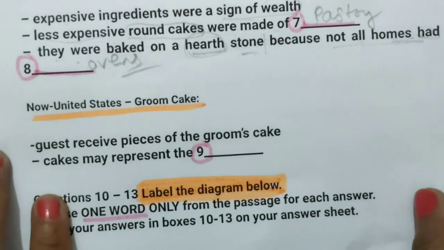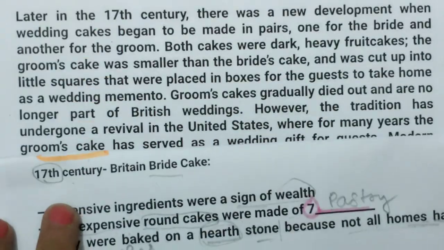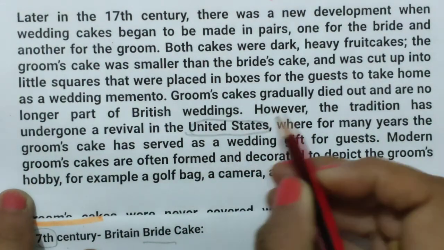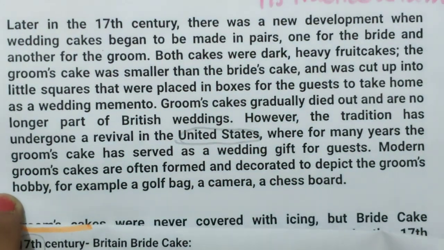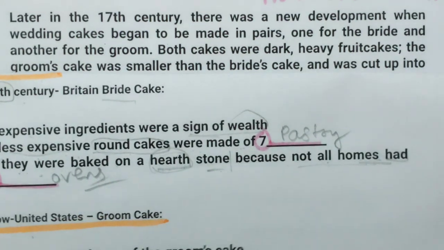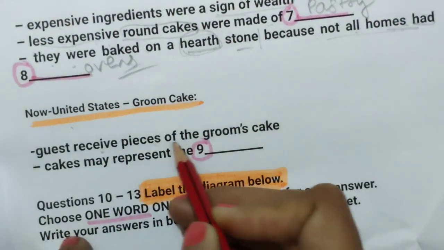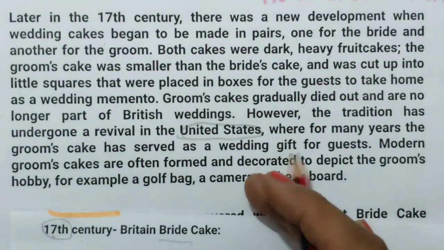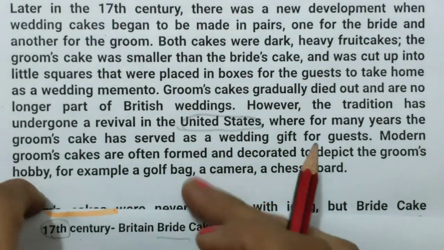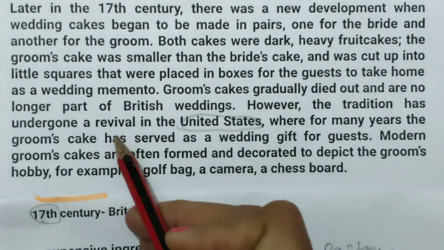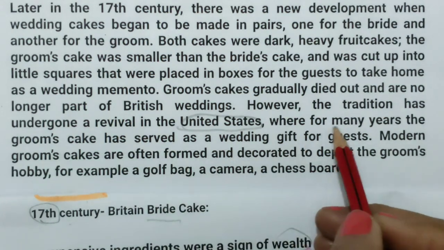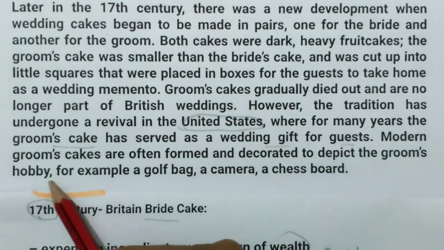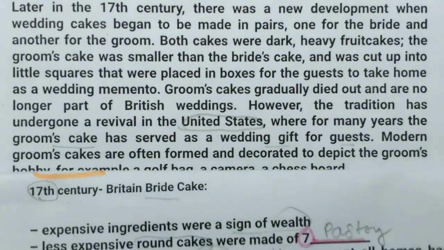Okay, so next is now United States. Somewhere we have United States, it is here in the next paragraph. See this. Okay, so groom cake. Guests receive pieces of the groom's cake. Cakes may represent the dash. Okay, so let's read this. United States is here. However, the tradition has undergone a revival in the United States, where for many years groom's cake has served as a wedding gift for guests. Modern groom's cakes are often.